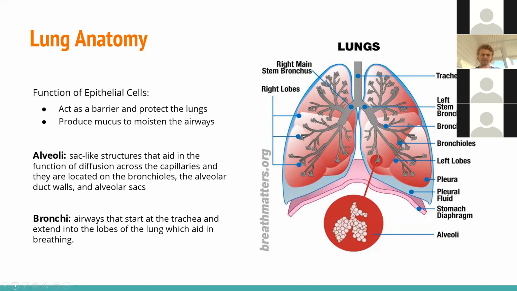Bronchi are the airways that start at the trachea and extend into the lobes of the lung, which aid in easier breathing. Finally, large cell carcinoma makes up about 3% of all lung cancers and tends to form in the outer edges of the lung tissue.